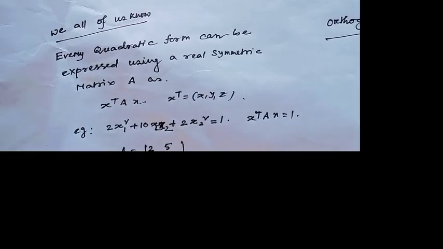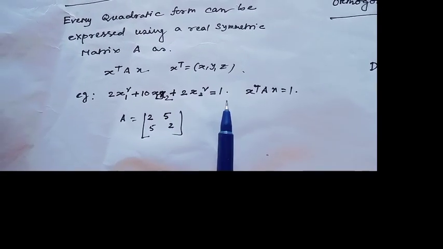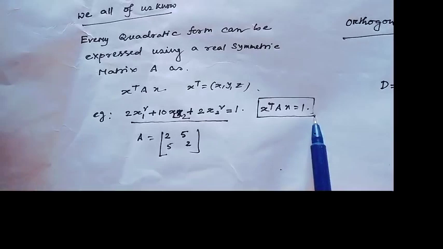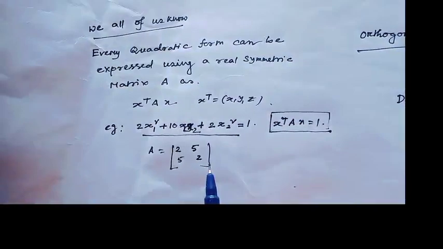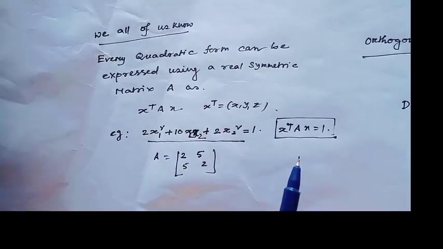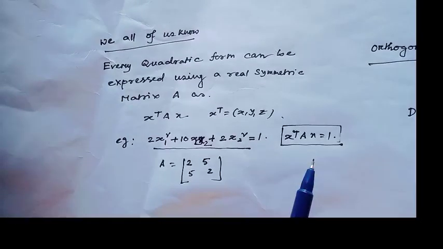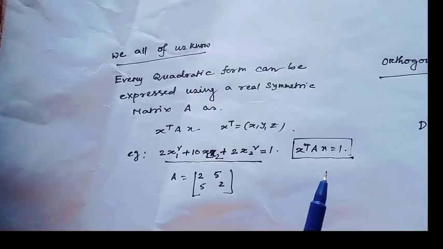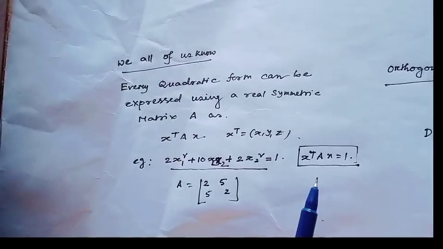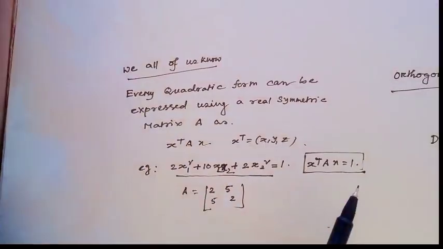As an example, consider 2x1 square plus 10x1x2 plus 2x2 square equal to 1. Consider this as x transpose A x equal to 1, where obviously A equals [2 5; 5 2]. So this is the quadratic form x transpose A x equal to 1. Now my question: by the principal axis theorem, evaluate what the graph of this conic would be.